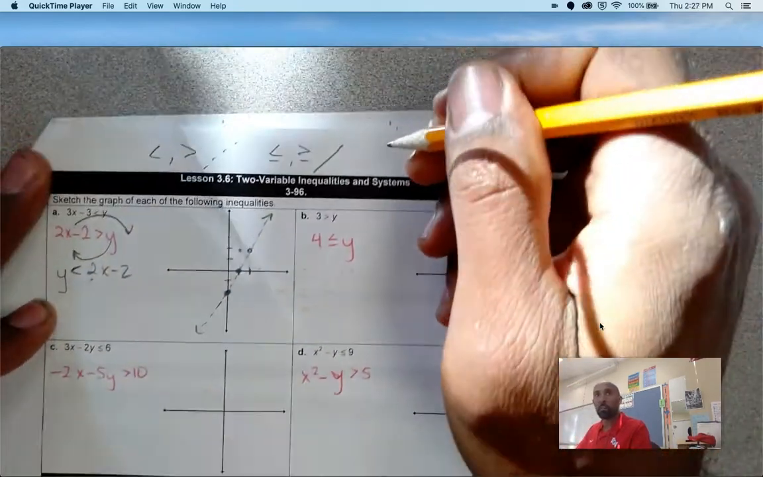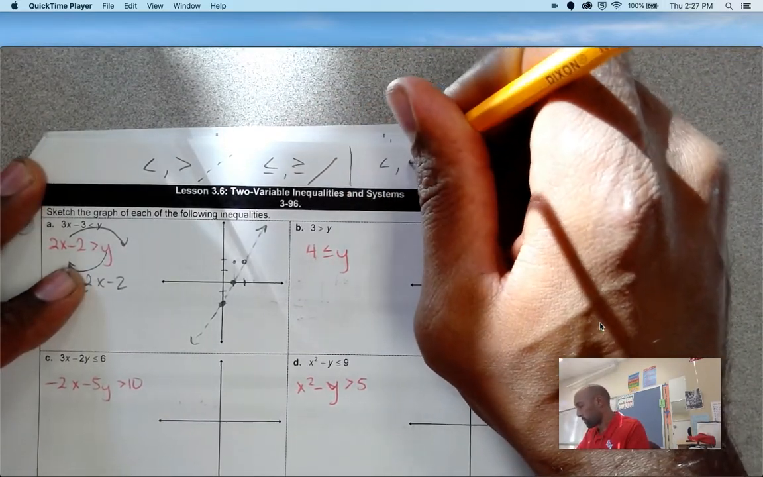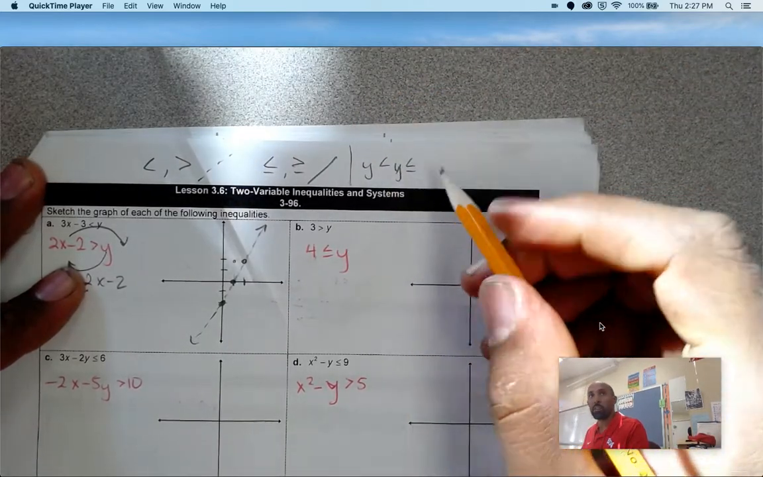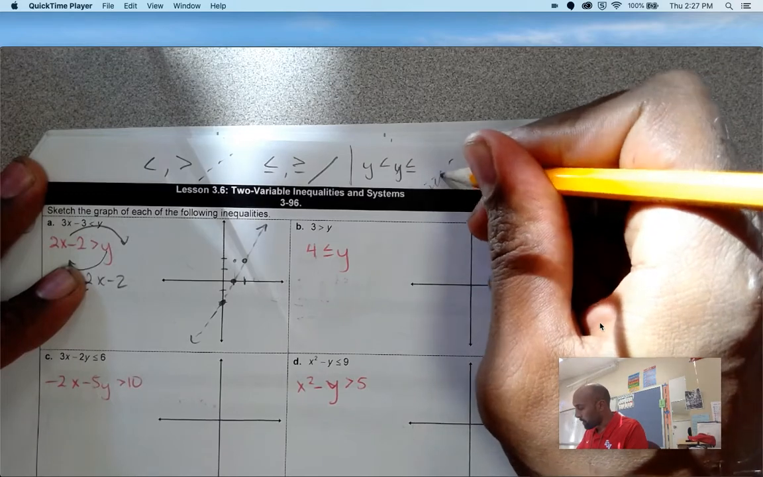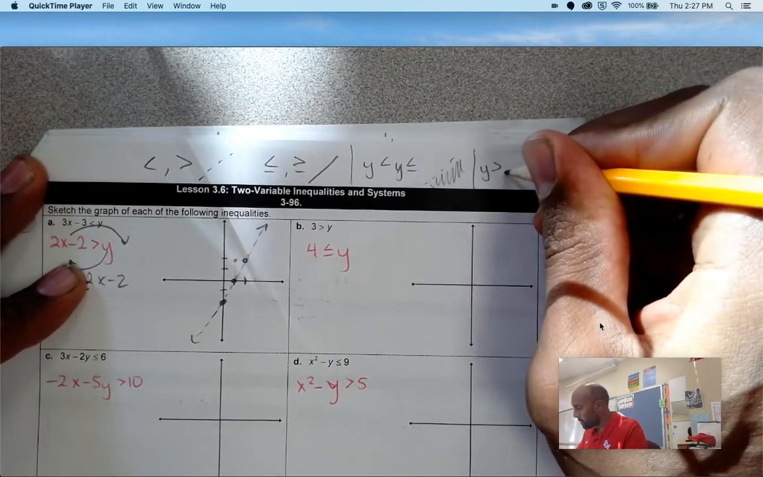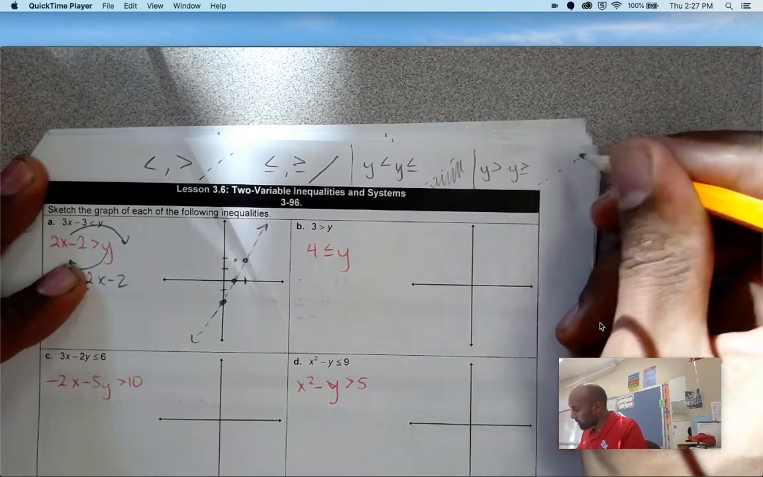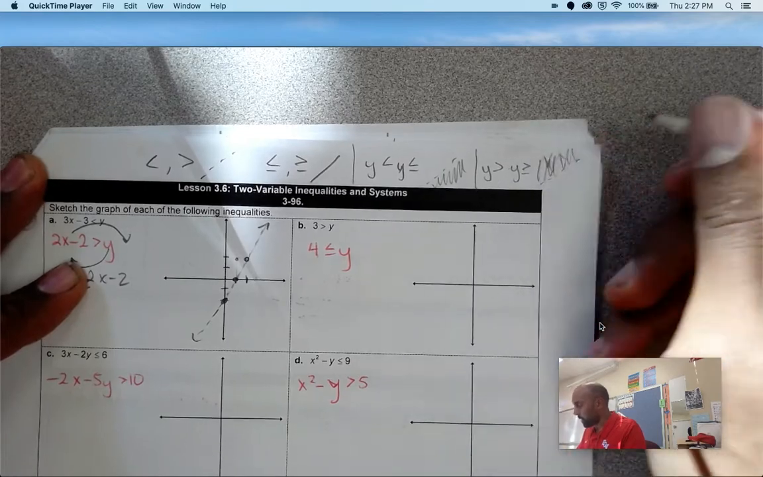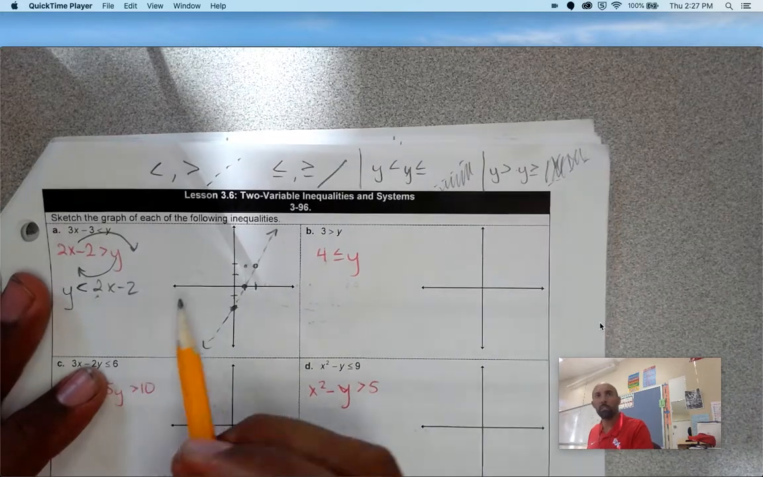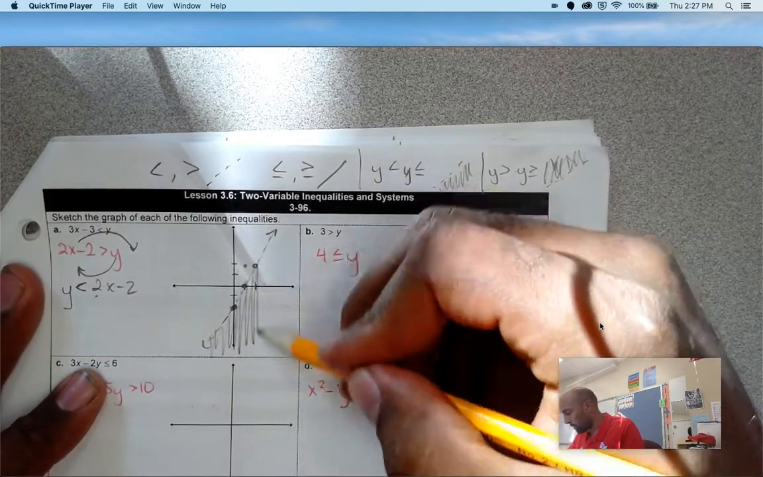Then the next part is the shading. If y is less than or equal, we shade below the line, whereas if y is greater than or equal, we shade above the line. Which makes sense: if it's greater than, we shade above; if it's less than, we shade below. In this case, it says y is less than, so we shade below the line.